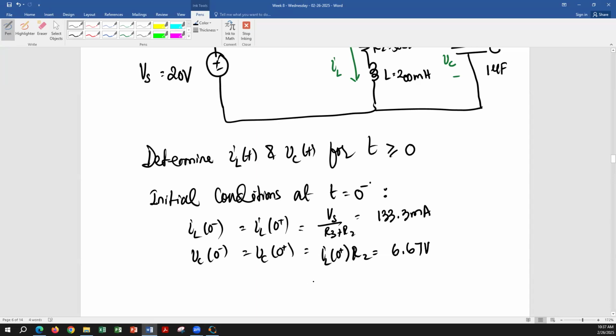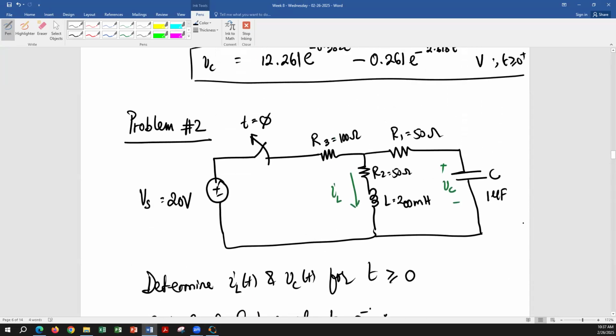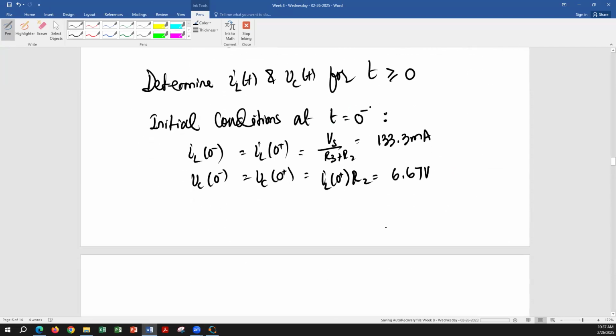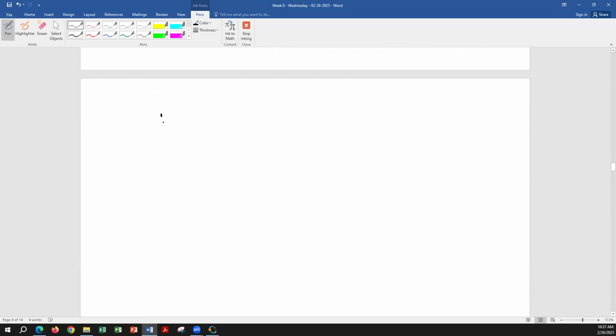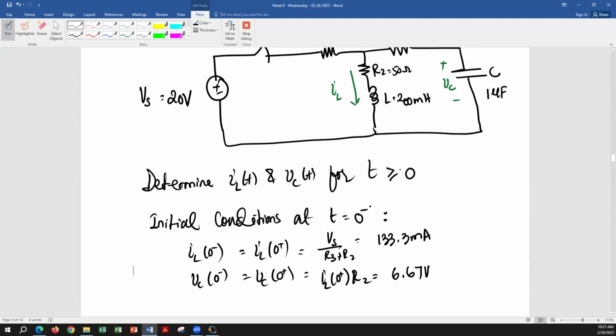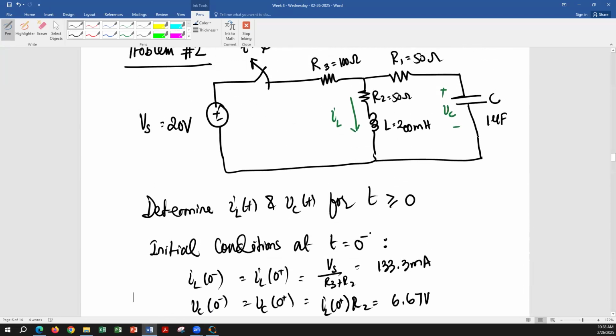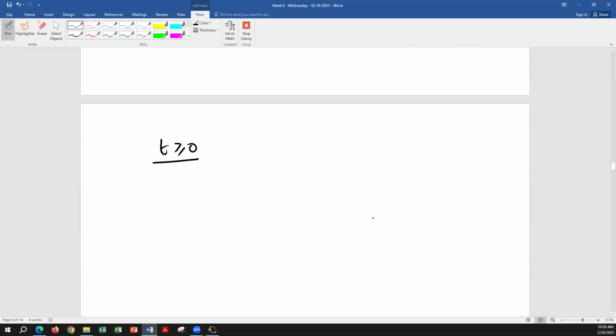Okay, so these are my initial conditions. Now I'm going to evaluate when the switch is going to open, that is at t greater or equal to 0. At t greater or equal to 0, the switch is going to open, and my circuit is going to be a natural circuit with R2, L, R1, and C. So let's draw that circuit. R2 and L, and R1 and C.